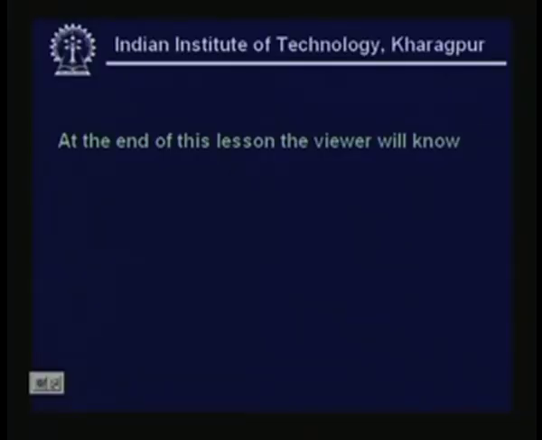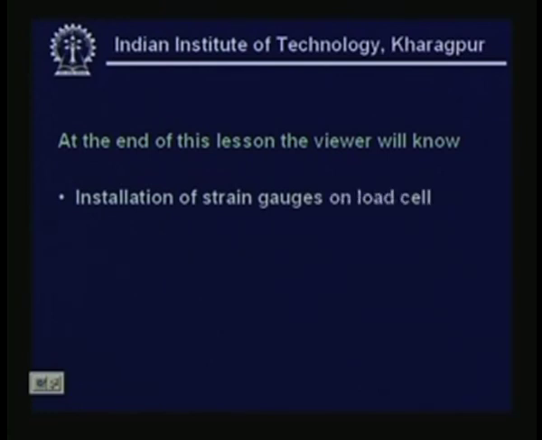At the end of this lesson, the viewer will know the installation of strain gauges on a load cell, and how the load cells will be installed. This is very important to make the sensitivity high and also to get proper output. You will see that if the orientation is different from what we have prescribed here in the case of the column type load cell, you will find there is no output. So, orientation is very important for making a load cell, because strain gauges are the basic sensor there, and they will make the complete instrument of the load cell.